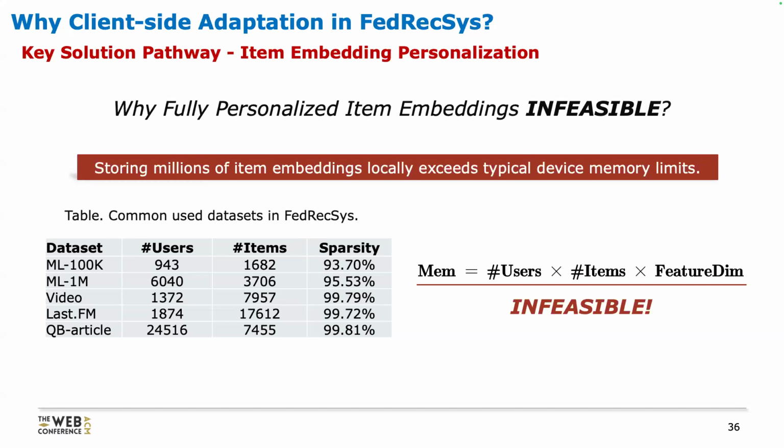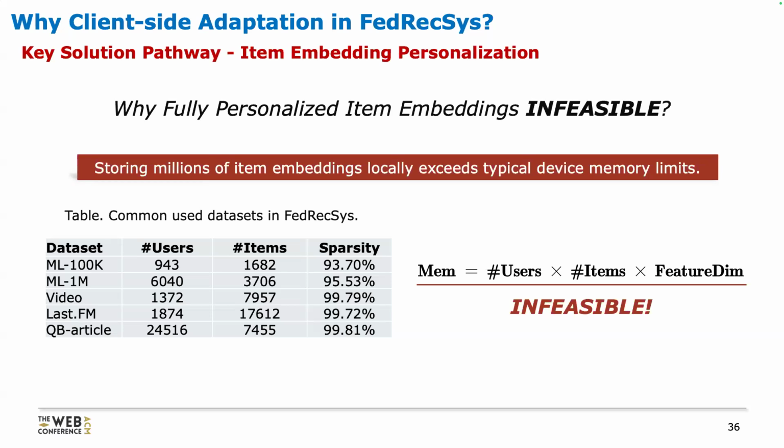Even on a relatively small dataset like MovieLens 1M, which only has 6,000 users and more than 3,700 items, with a modest 64-dimensional embedding, there would be on the order of 1.4 billion parameters. It would cost hundreds of megabytes just to store those vectors locally.